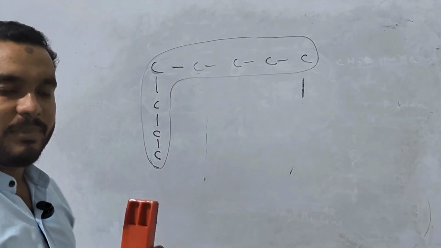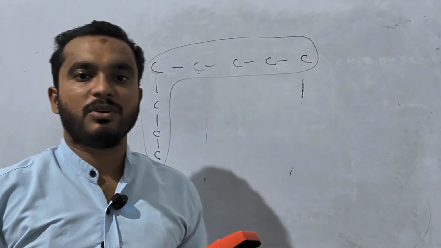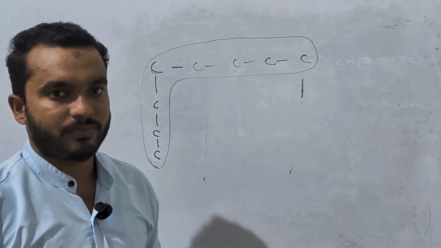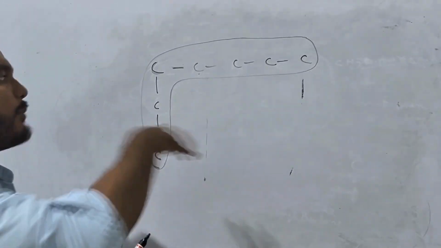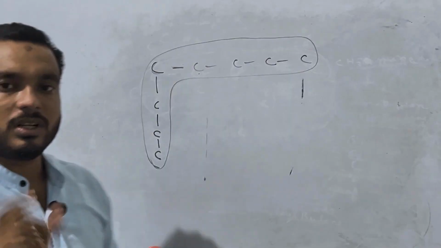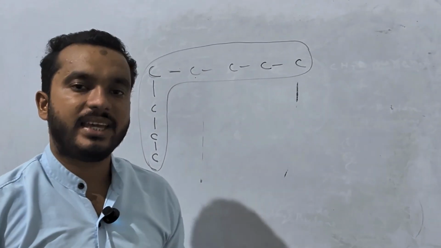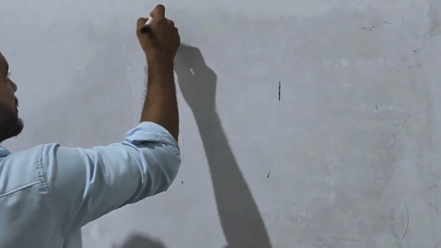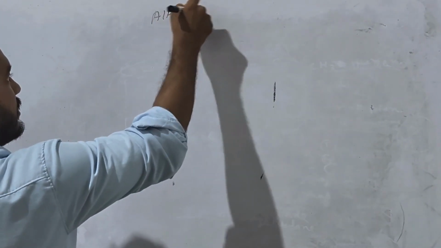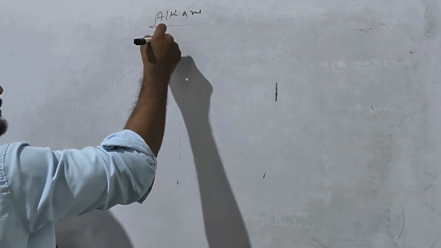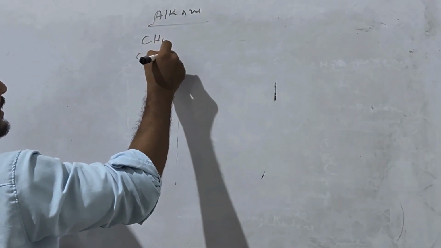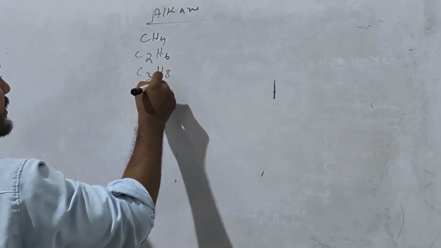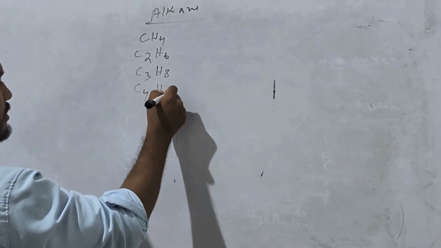So to draw the branch of a carbon, you cannot add carbon in the terminal portion. Except that terminal portion, if you place the carbon somewhere in the middle, it is called a branch. Okay, now let me check for the alkane first. The first member of alkane is what? Methane, then it is ethane, then propane, then we will get butane, and like that it will go on.